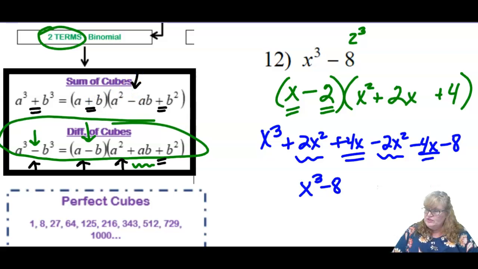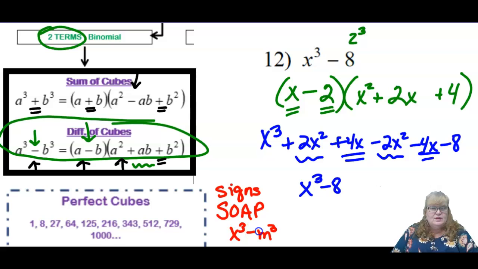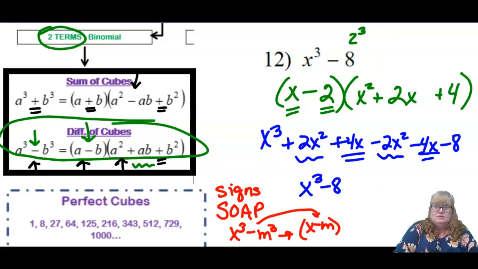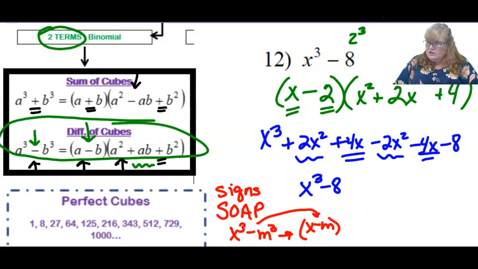So the phrase my students taught me is SOAP. This refers to the signs, okay? The signs in whatever this cubic is, you will take the cubed root of each, and then you keep the same sign here. That's what the S stands for. Keep the same sign, and then in the second parenthesis, you square the first one, you square the last one, and in the middle you do one of each.